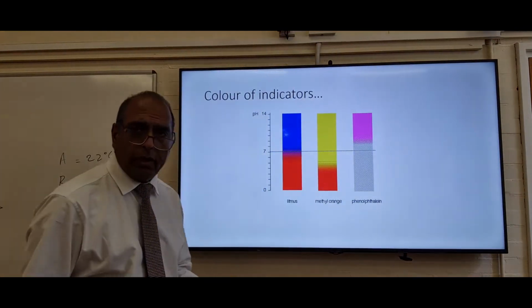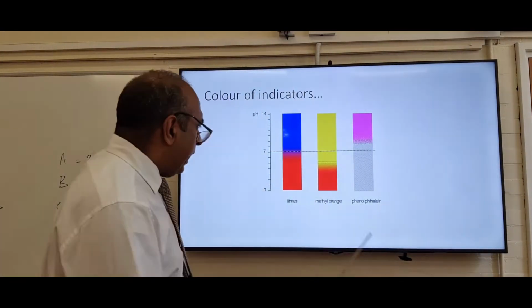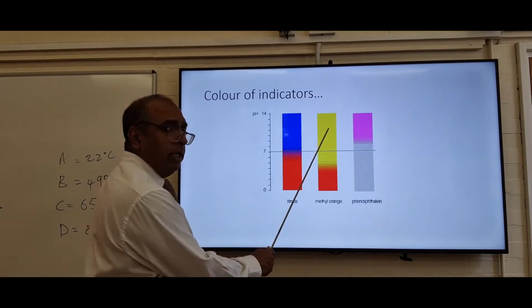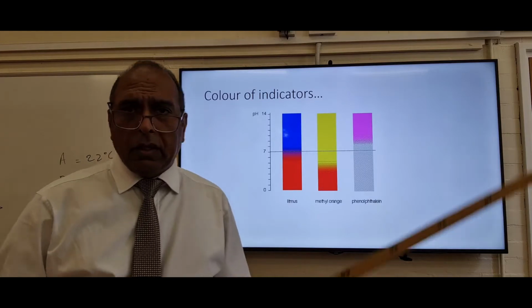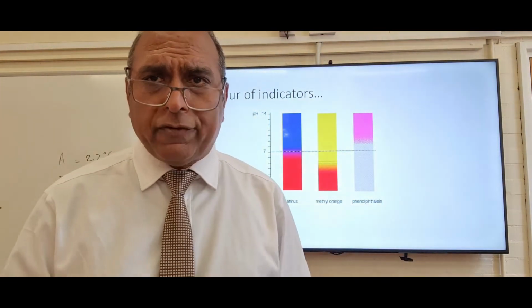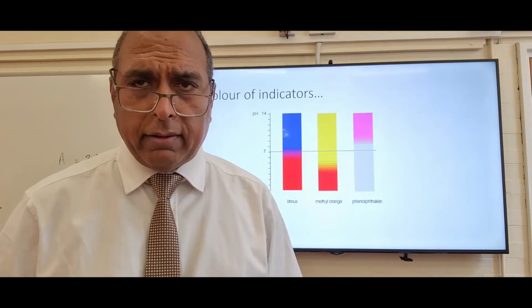Methyl orange, 2 colours. In acids, red, and in alkalis and neutral, it's yellow. You need to learn those colours. Those are the indicators, and then we've got universal indicator.